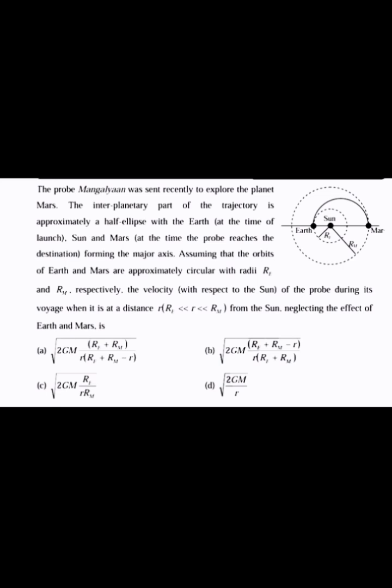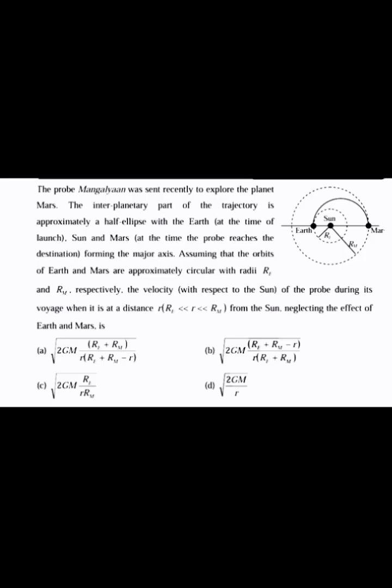So the next question is: the probe Mangalyaan was sent recently to explore the planet Mars. The interplanetary part of the trajectory is approximately a half ellipse with the Earth, Sun and Mars at the time the probe reaches the destination, forming the major axis. Assuming that the orbits of Earth and Mars are approximately circular with radii RE and RM respectively, the velocity of the probe during its voyage when it is at a distance r from the Sun, neglecting the effect of Earth and Mars, is dash.